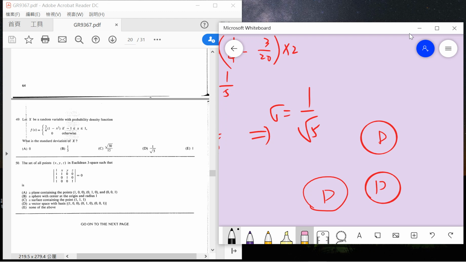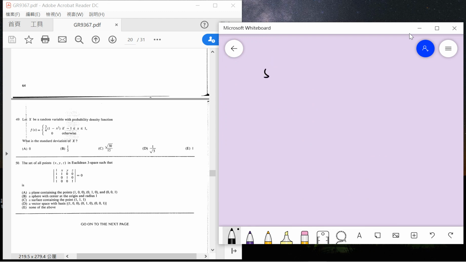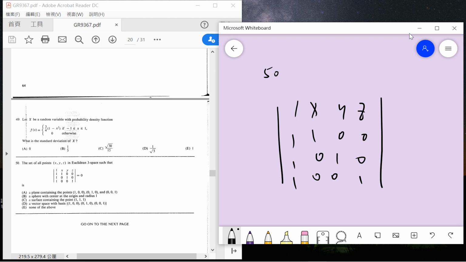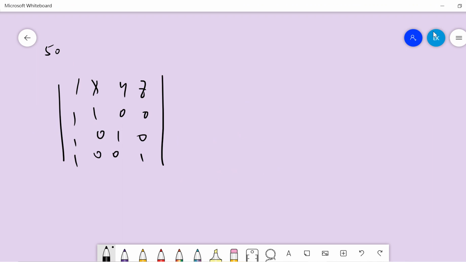Okay, so 50. I don't know whether you guys already know the answer. If you remember something from high school algebra, maybe you know the answer. Given 3 points, find the set of all points such that they satisfy these properties. Then what's the result? The easiest way is we just compute the determinant.